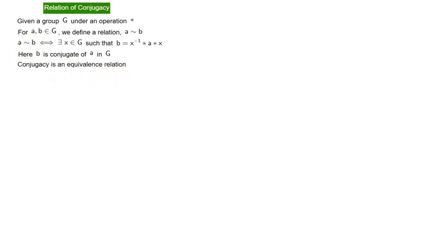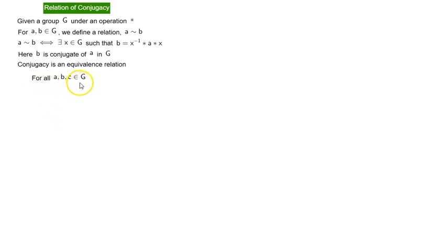Conjugacy is an equivalence relationship. So when we say equivalence relationship, what do we mean? We say that it is reflexive, it is symmetric, and it is transitive. So let's look at it one by one.